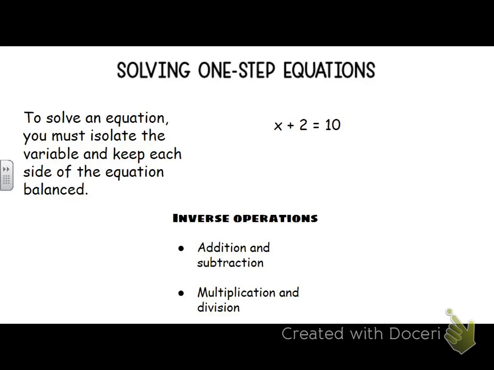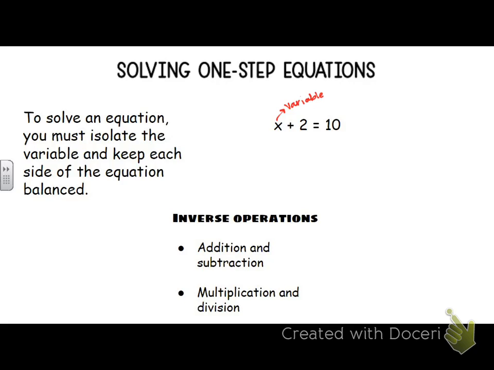So for this first little problem here, let me label a few things. x would be our variable, and that's what we're going to try to isolate. Now, by keeping each side of the equation balanced, that means whatever we do to one side of the equal sign, we must do to the other side of the equal sign.